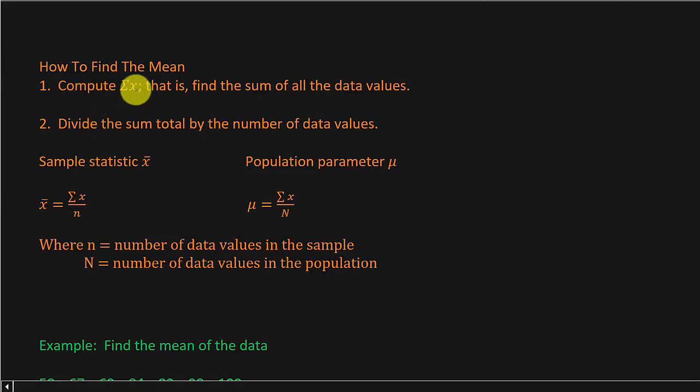All right, so compute the sum of the x values, which is to find the sum of all the data values. Divide the sum total by the number of data values. So you add up all the values, divide by however many there are. And we have a sample statistic, which is x bar. That's the sum of all the x values divided by n. And the population parameter mu is the sum of all the x values divided by capital N. And little n is the number of data values in the sample. Capital N is the number of data values in the population.